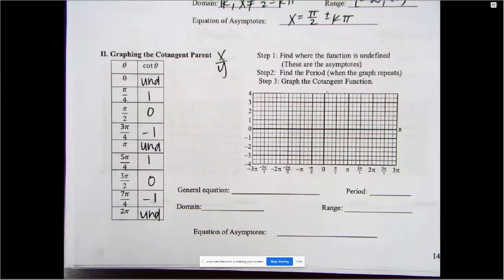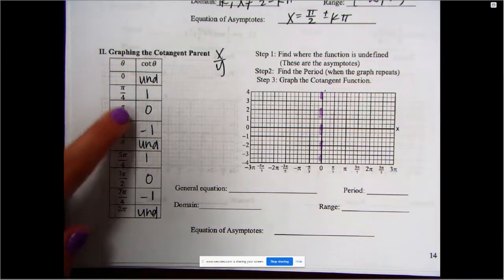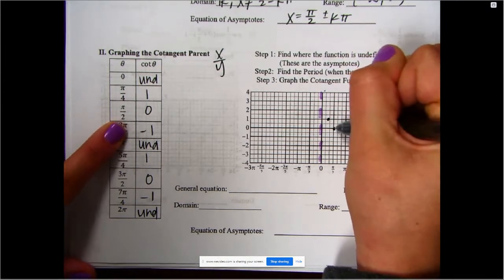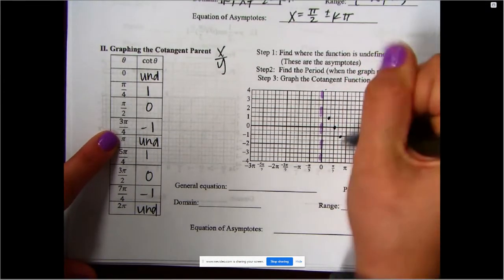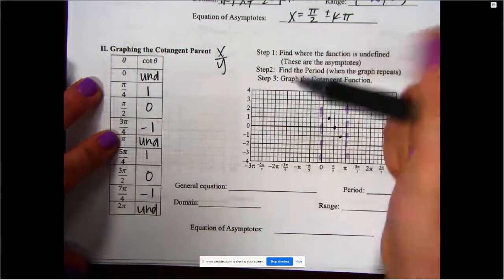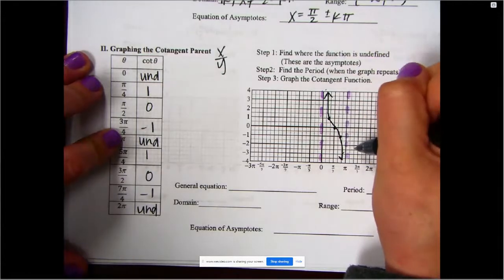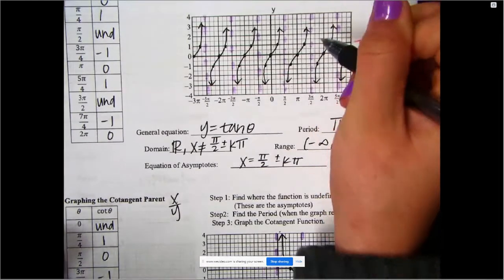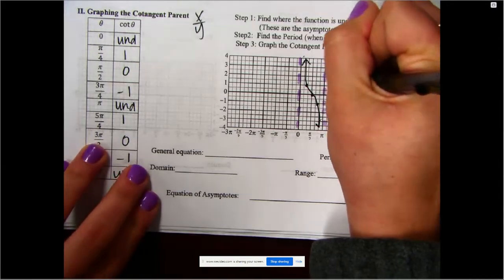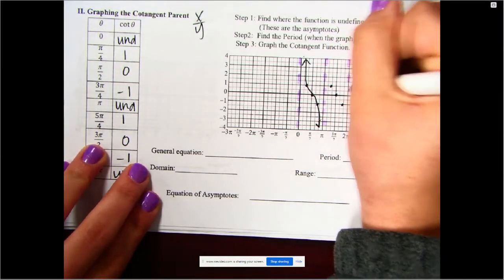And we're going to plot this just like we did tangent. So at 0, we have an asymptote. At pi over 4, I'm going up 1, pi over 2, 0, 3 pi over 4 down 1, and then an asymptote. So I can see already this looks pretty similar, but cotangent is like a decreasing function where tangent is increasing. It's like a reflection of each other. Keep it going and repeat everything across the whole graph.